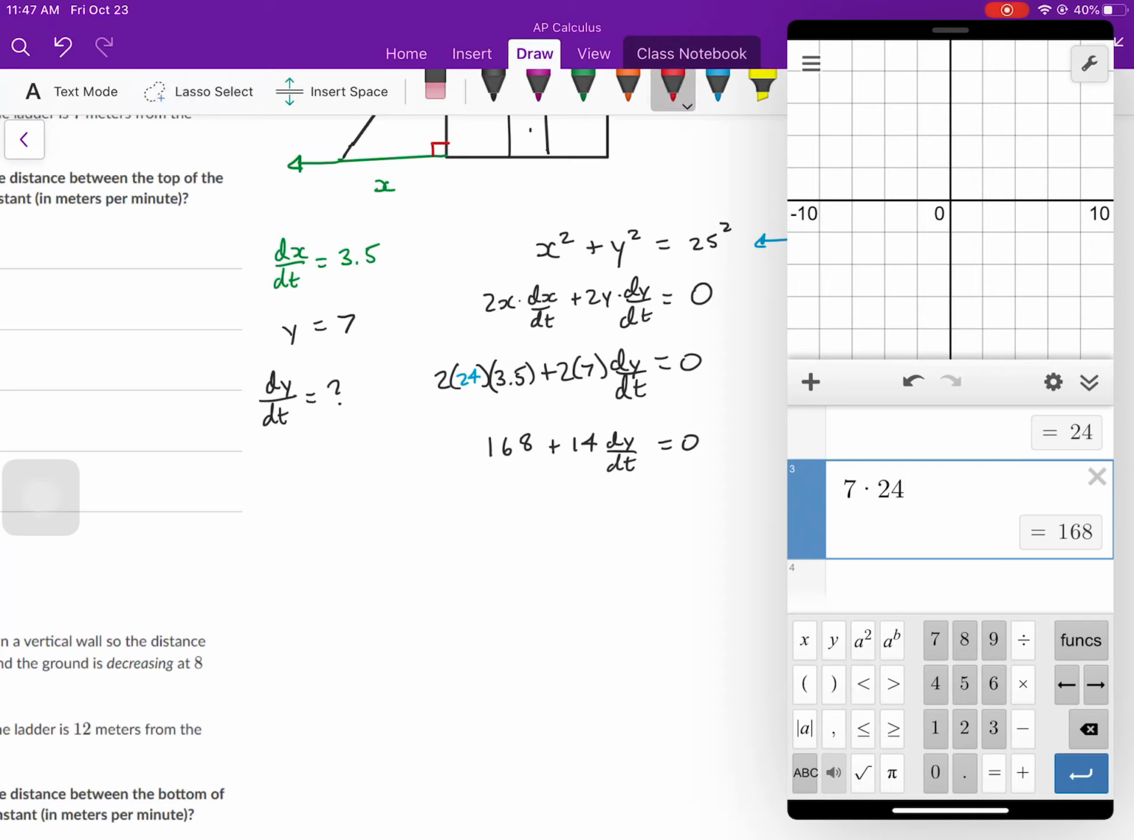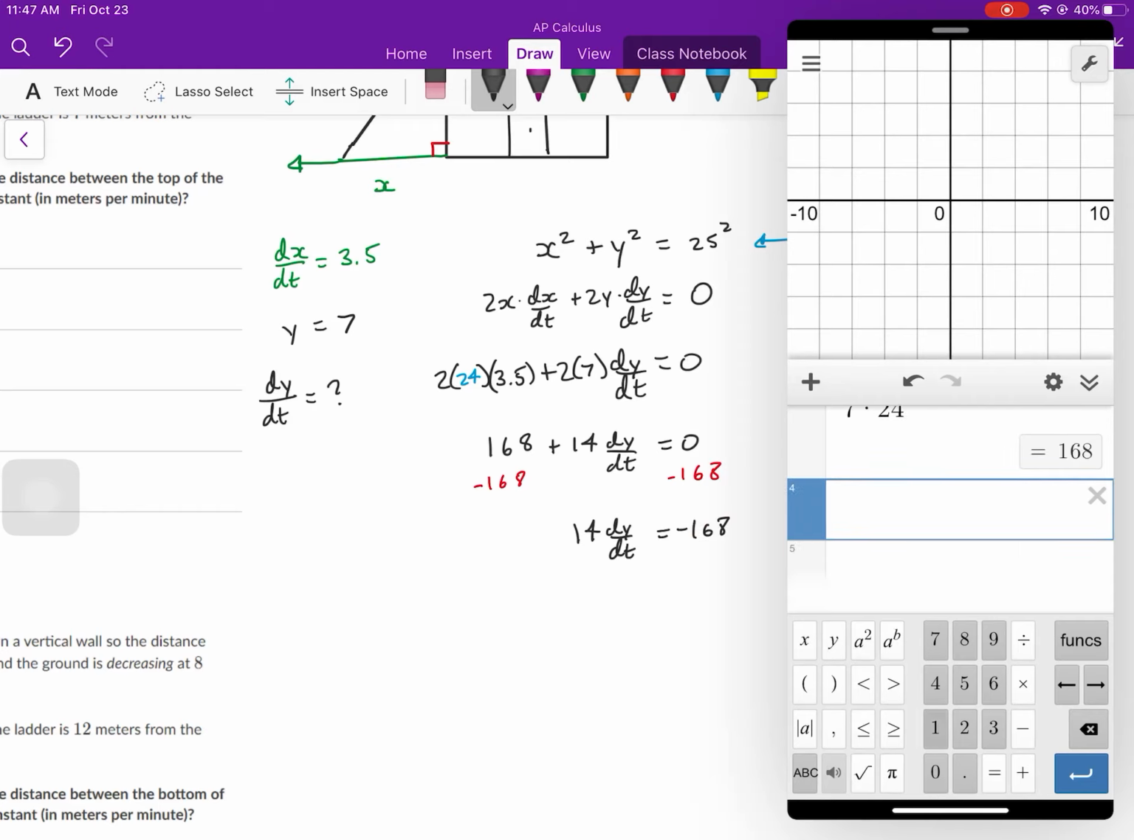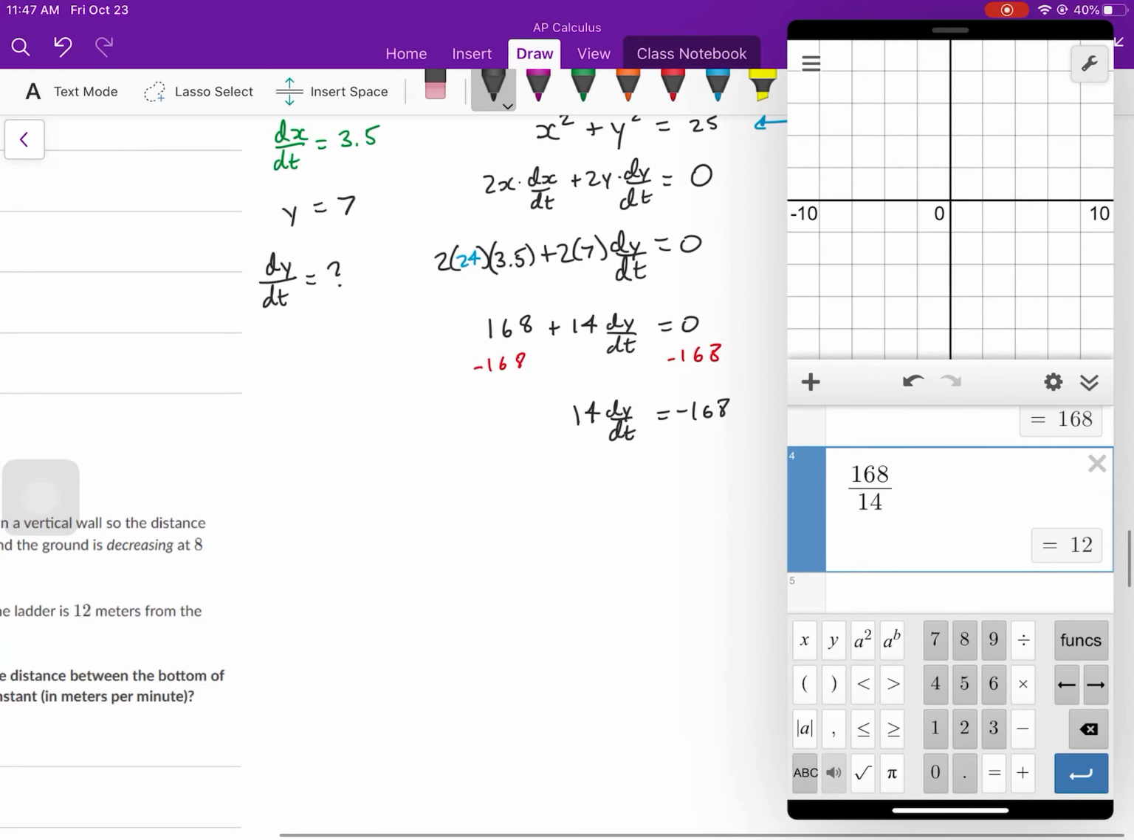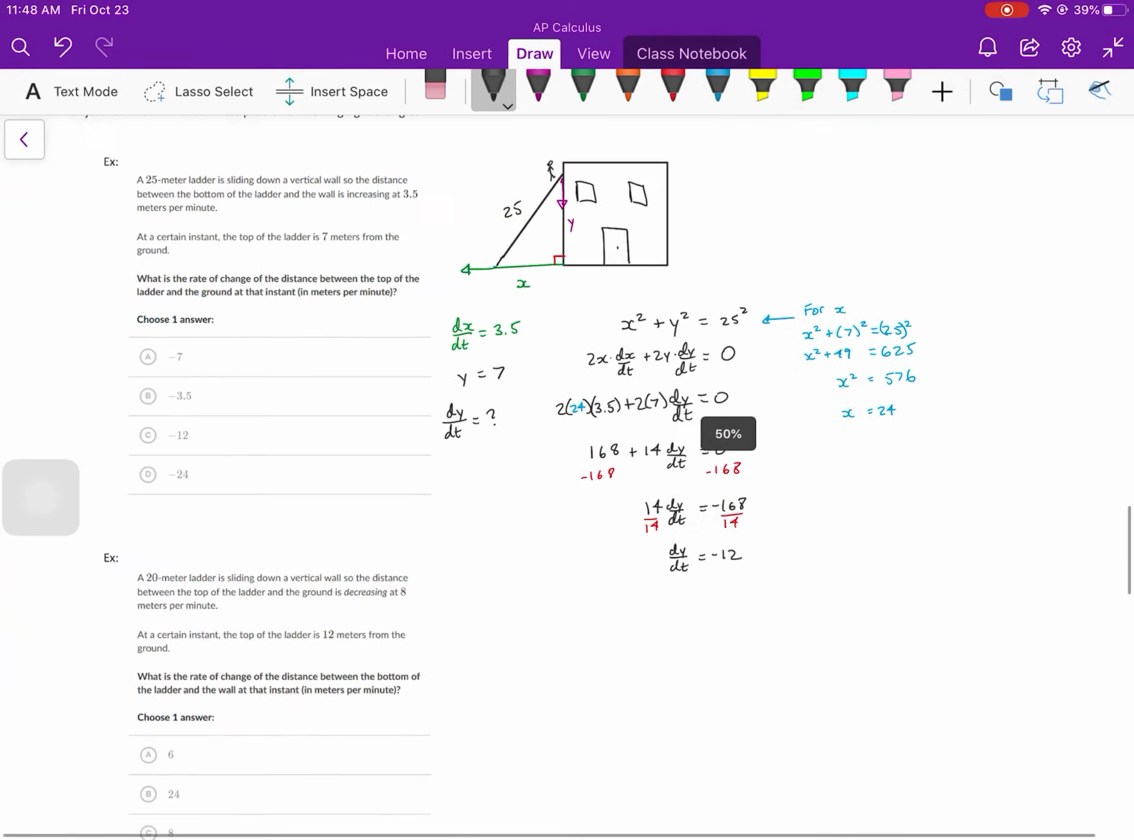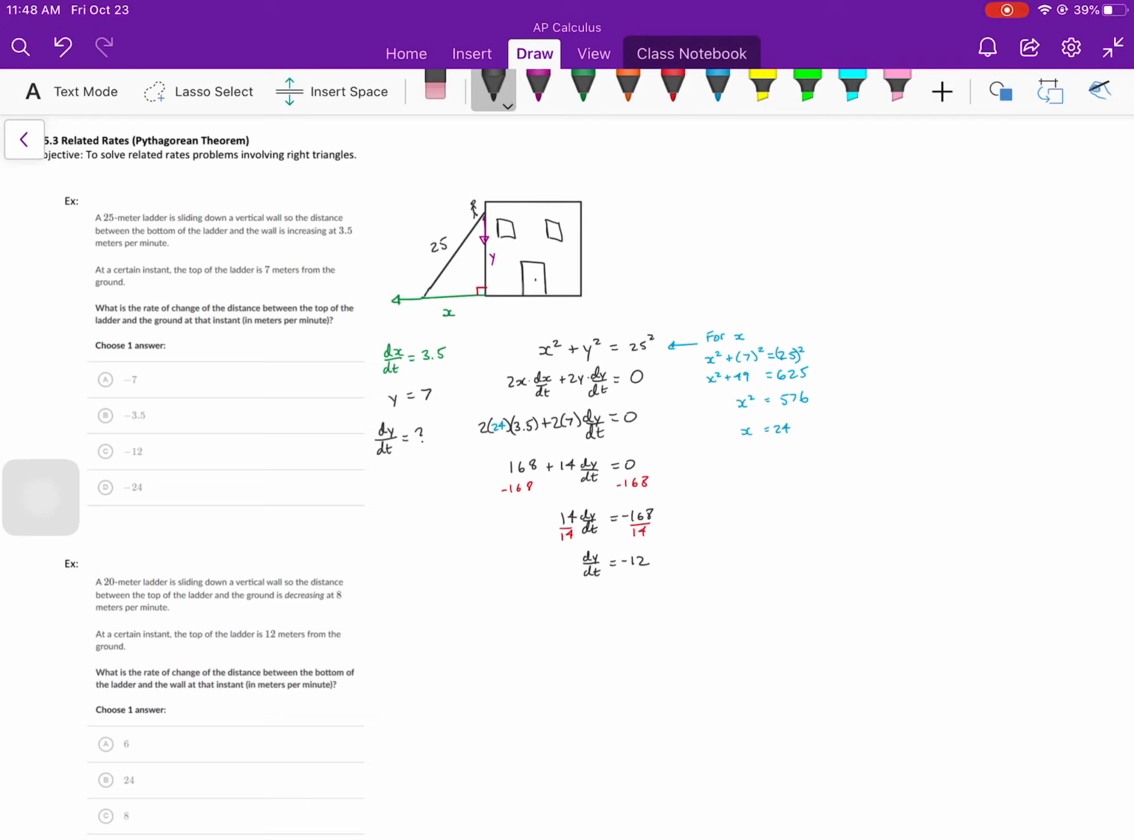So we'll subtract that 168. And then take 168, we're going to divide it by 14 to get 12. And there we go.